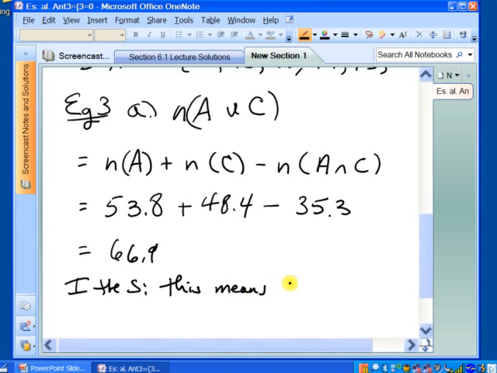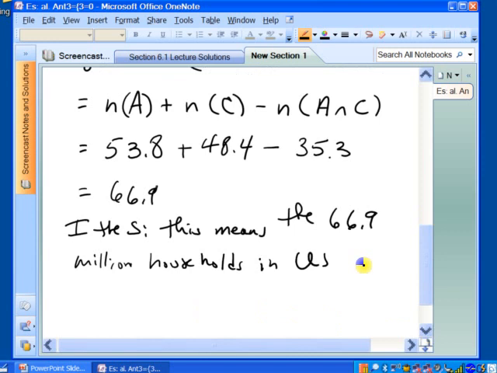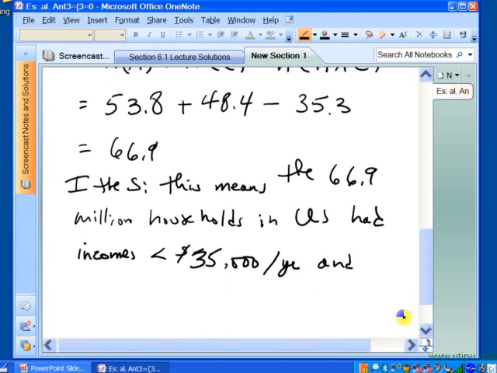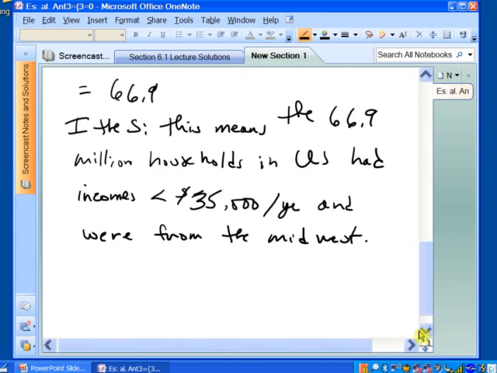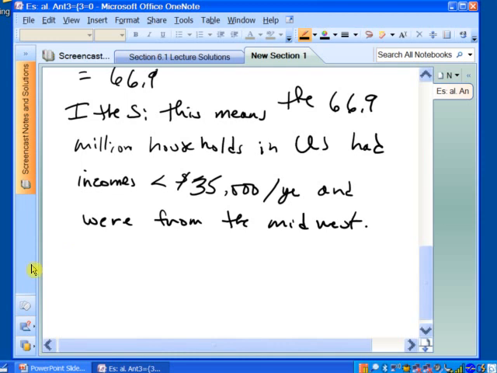So this means that 66.9 million households in the U.S. had incomes less than $35,000 per year and were from the Midwest. All right. Okay, so that takes care of part A.